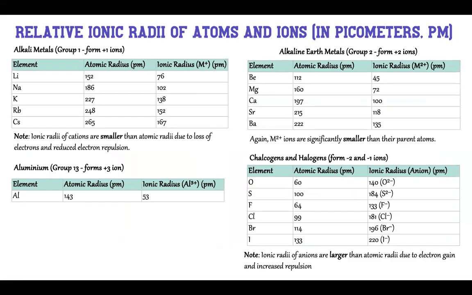This is a table of relative ionic values of atoms and ions in picometer. We have the alkali metals, and the alkaline earth metals, which are in group 2. And we have aluminium in group 13. And chalcogens and halogens form -2 and -1 ions. So you can observe from this table the relative ionic values of atoms and ions. And for this table, note that the ionic values of anions are larger than atomic values due to electron gain and increased repulsions.